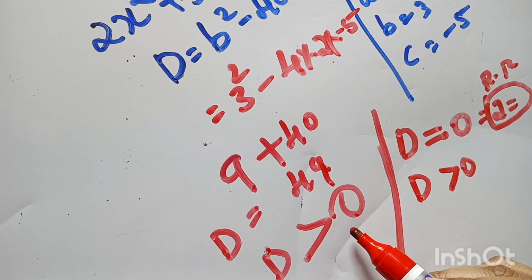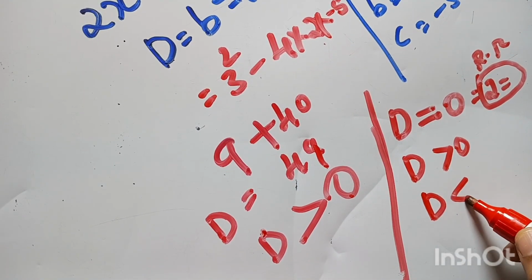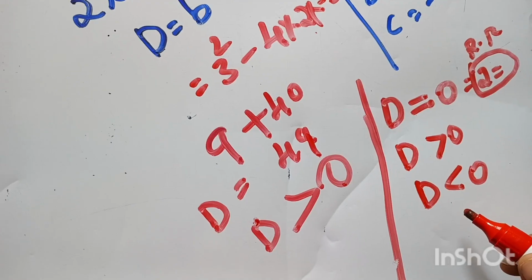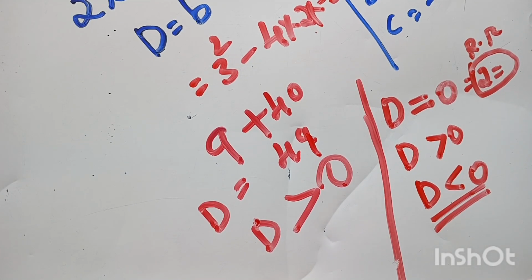We have two distinct real roots. When the discriminant is less than 0, there are no real roots. There are no real roots. These are important points here.